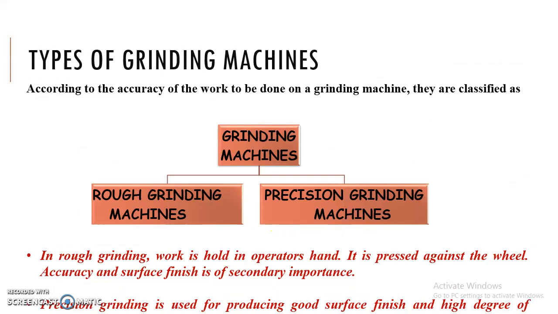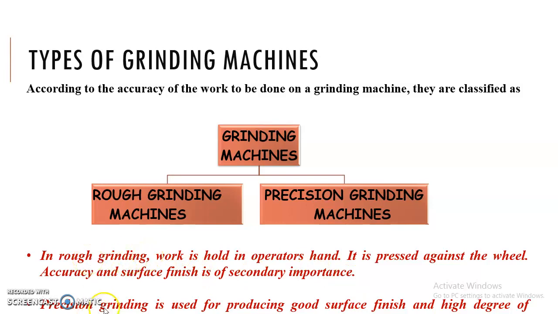Now basically there are two types of grinding machines according to the accuracy of the workpiece. One is called rough grinding machines, the second one is precision grinding machine. In rough grinding, work is held in an operator's hand and it is pressed against the grinding wheel, and accuracy and surface finish is of secondary importance. There is no importance of accuracy and surface finish in case of rough grinding.